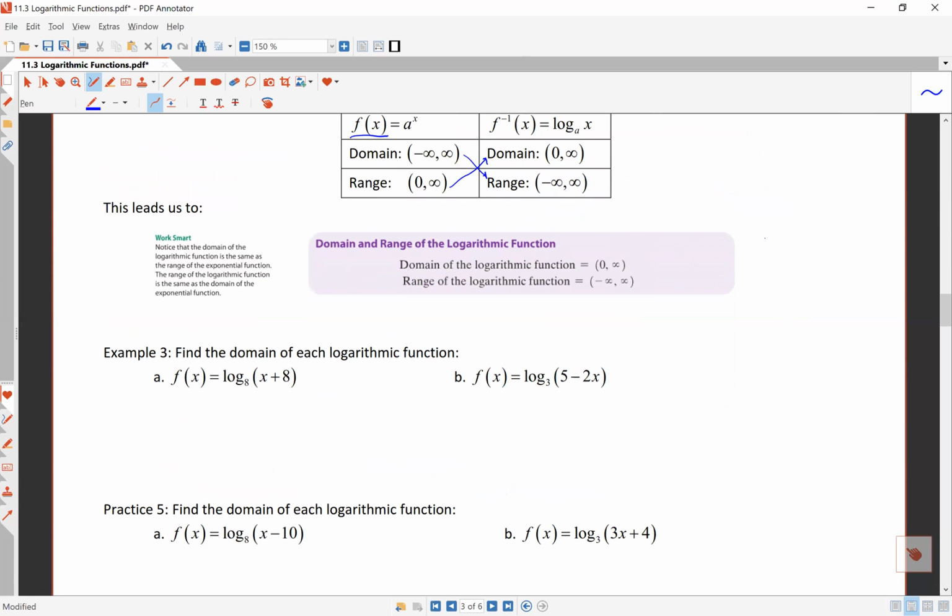Finding the domain of a logarithmic function, we have to ensure that the expression inside the log is always greater than 0. So example 3, the domain of this logarithmic function, we must ensure that we only take the log of something greater than 0. And so we would achieve that by saying that x must be greater than negative 8. If you put anything less than or equal to negative 8, you'll be taking the log of a negative number or 0.